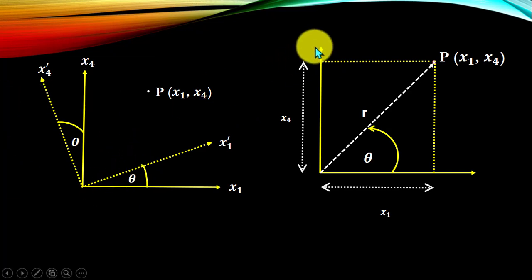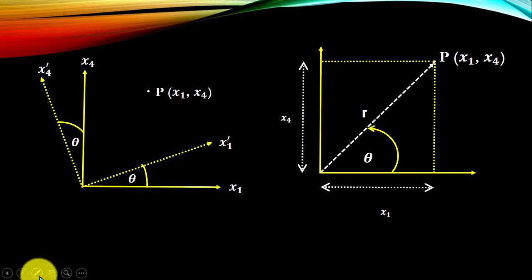So let us take a vector here. This is our given frame of reference. Let it be the x1, x4 frame of reference. So this is the x1 coordinate, and this is the x4 coordinate. So let us consider a particle P having its coordinates as x1, x4, and this particle's position is x1, x4, and it is making an angle theta with respect to the x1 axis.